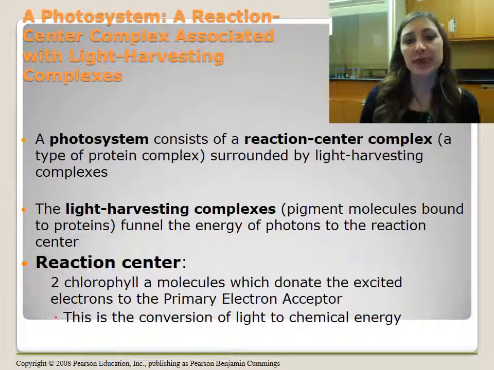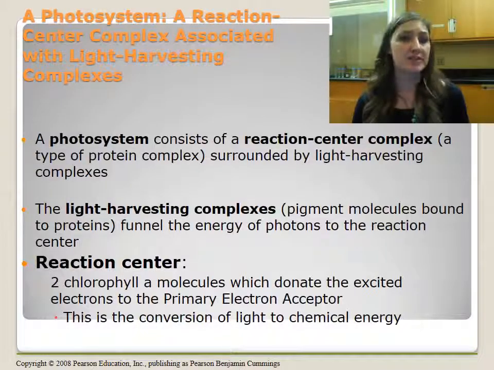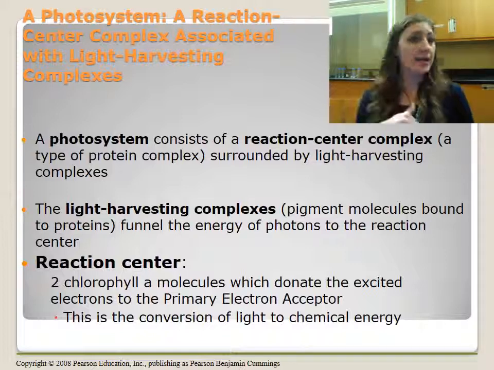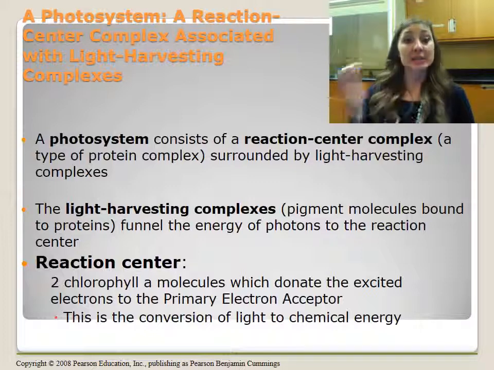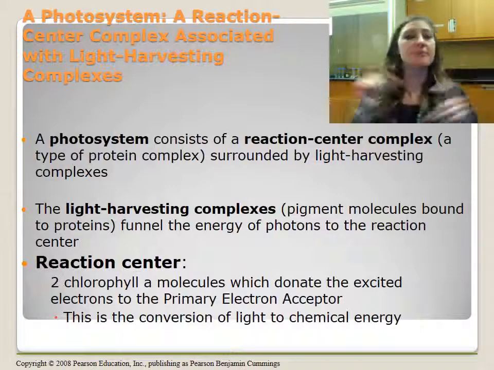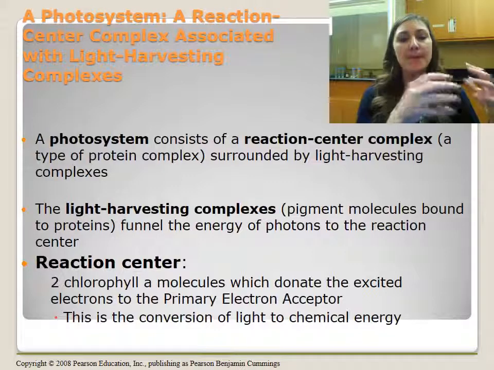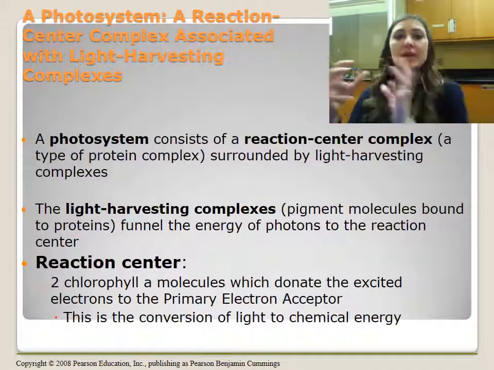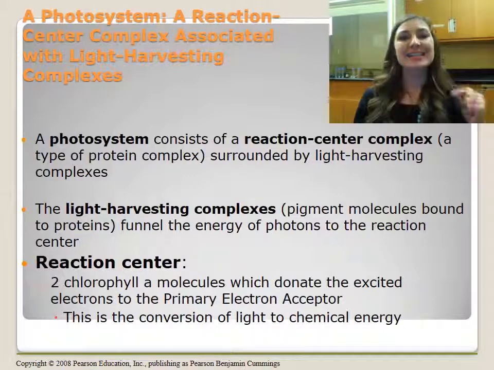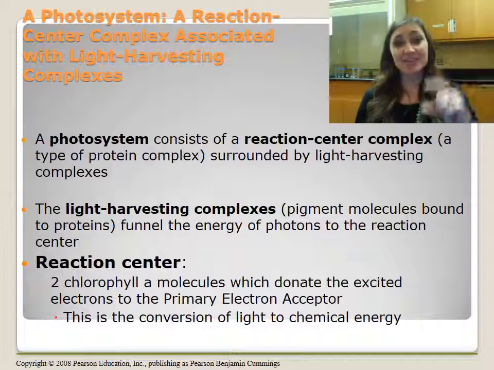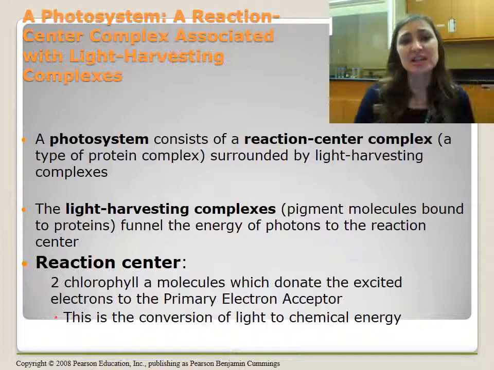Photosystems consist of both a reaction center complex as well as a light harvesting complex. In the light harvesting complex, a photon hits and excites electrons. Those electrons bounce around until they hit the reaction center. Once they hit the reaction center, they pass those excited electrons to the primary electron acceptor. It is at this point that the light energy from the photon, which turned into those high energy electrons, gets converted into chemical energy.